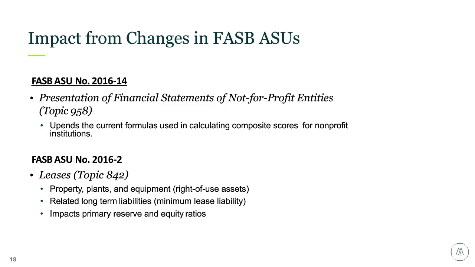So why did the U.S. Department of Education change the way that institutions are calculating the ratios? The primary driver is because of ASU updates, or the accounting standard updates. All of you, or all the not-for-profits, should have implemented 2016-14 last year. This was the presentation of the financial statements. Remember, the net assets is no longer presented as unrestricted, temp restricted, and perm restricted. Now it's classified as net assets with donor restrictions or net assets without donor restrictions. And it also considers the lease standards. So the ratios are updated to reflect those two updates.